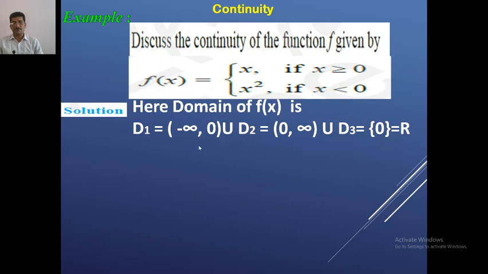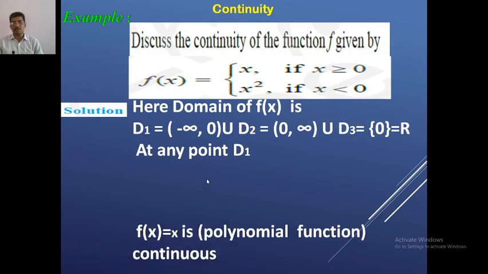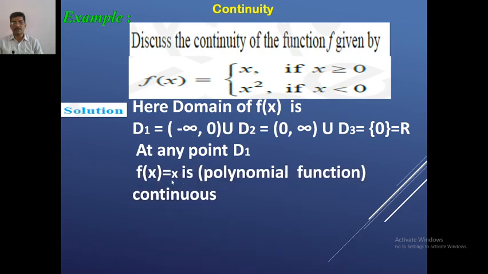One by one, verifying at any point in D1, you can take any negative real number. You know that the given function is f of x is equal to x square. x square is a polynomial function. Therefore, every polynomial function is continuous.